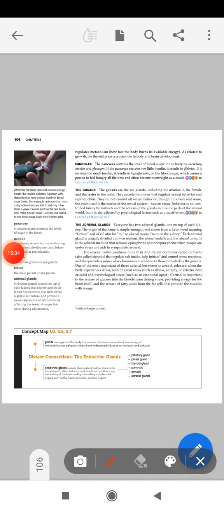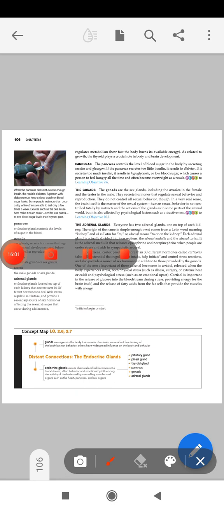And when the opposite happens, meaning blood sugar level becomes less in our body, the stored glucose is converted to sugar again with the help of a hormone, that is glucagon, which is secreted by the alpha cells of the pancreas. That's it.